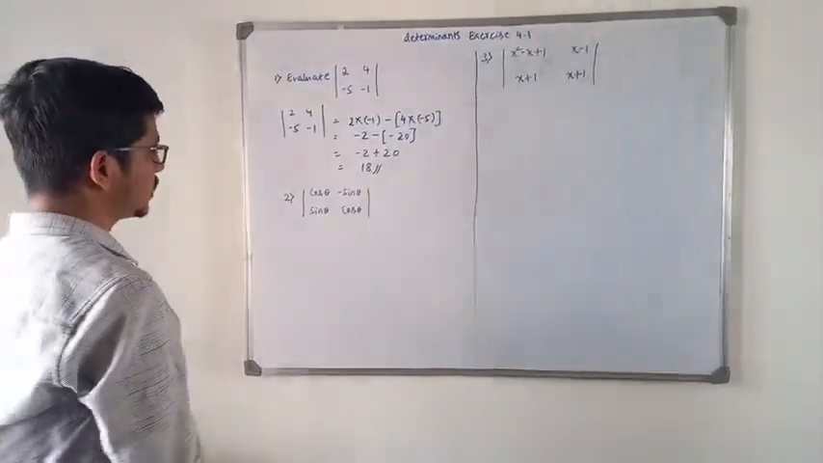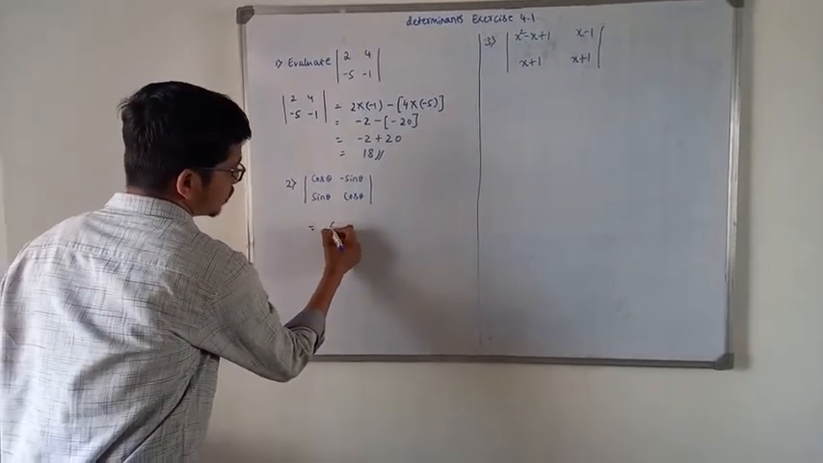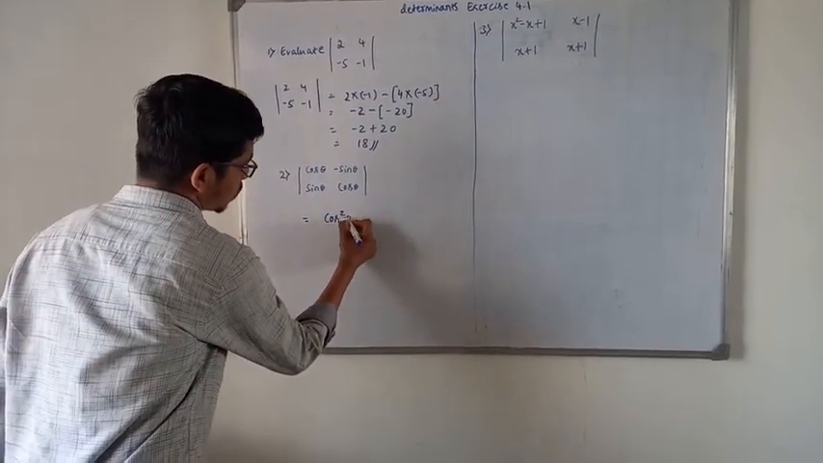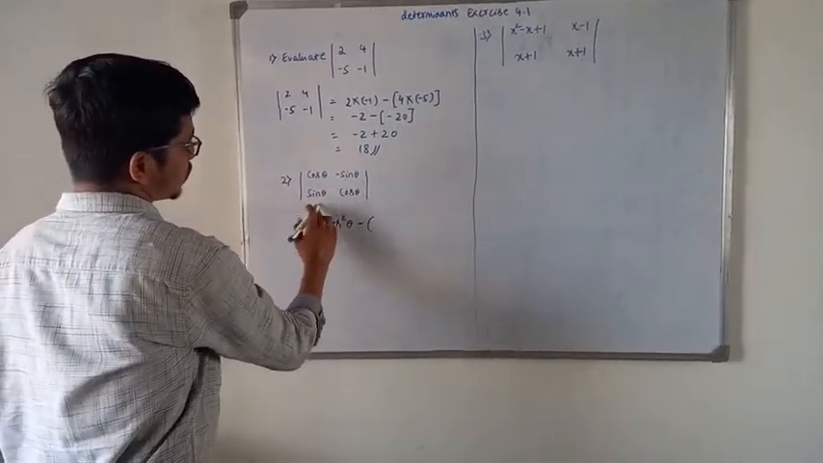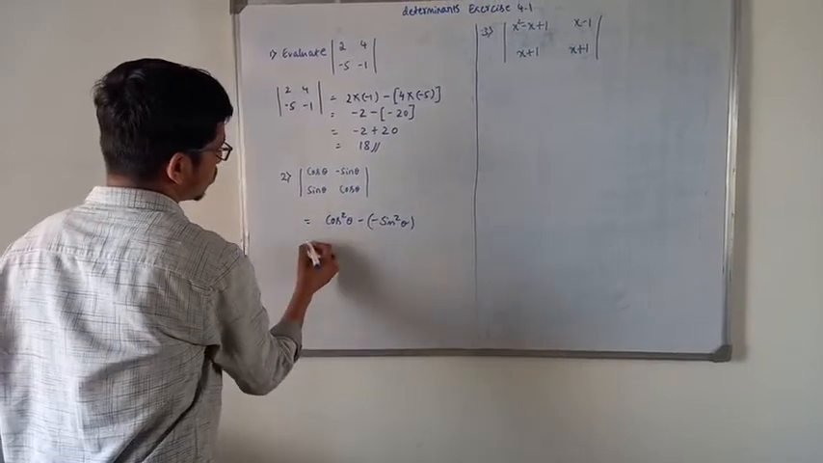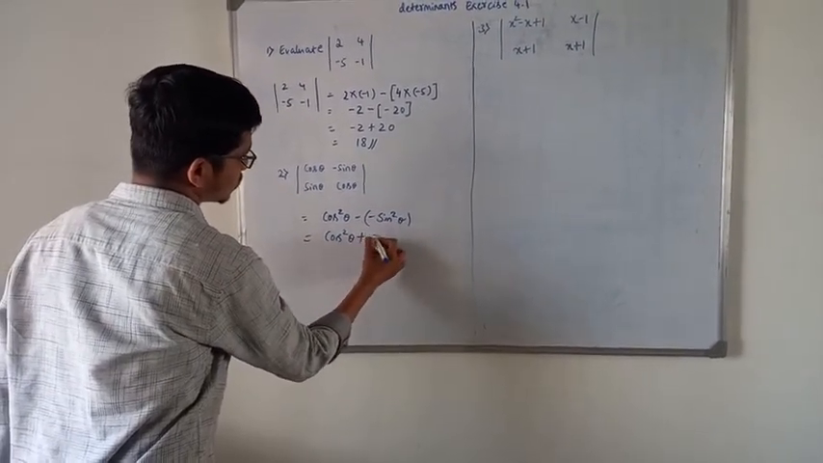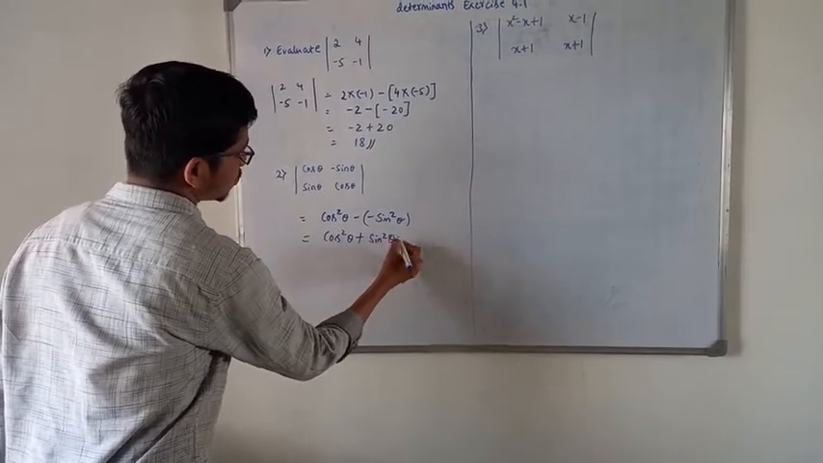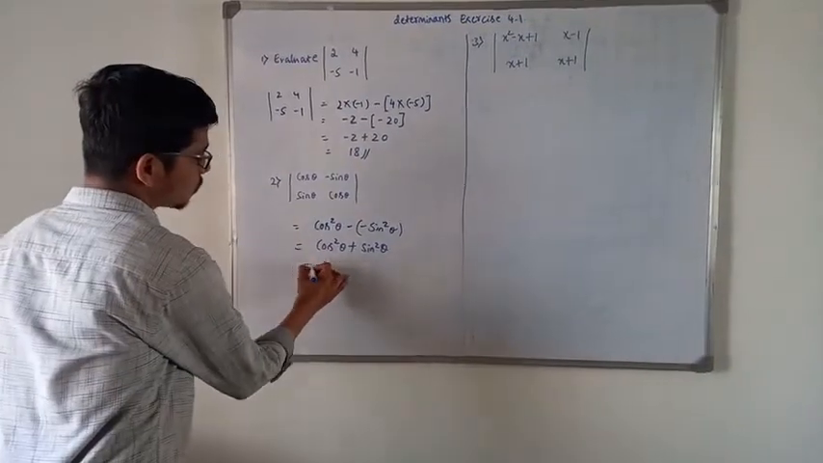The second one, the problem is given as cos theta, minus sin theta, sin theta, and cos theta. We can calculate the determinant as cos theta into cos theta, that is cos square theta, minus of minus sin theta into sin theta, that is minus sin square theta. That is equal to cos square theta, minus into minus is plus sin square theta. We know the trigonometric identity cos square theta plus sin square theta is equal to 1.